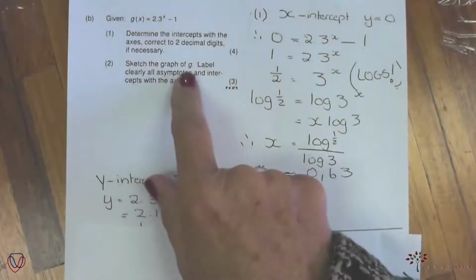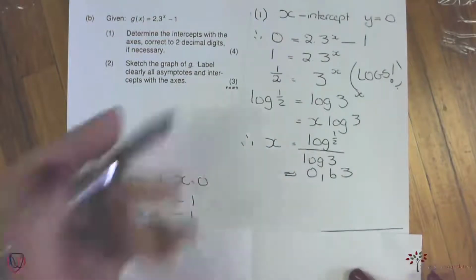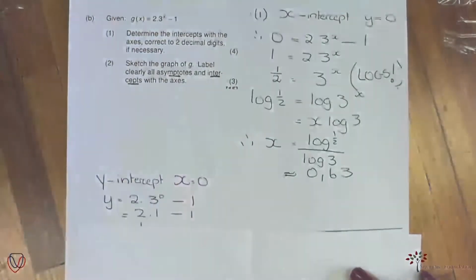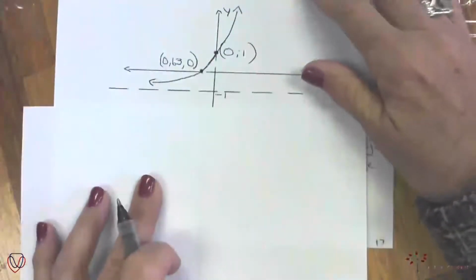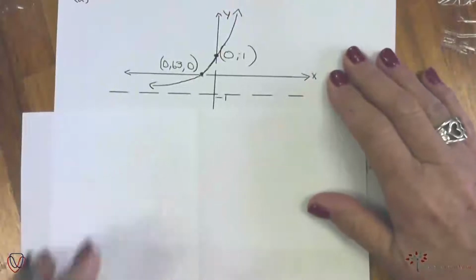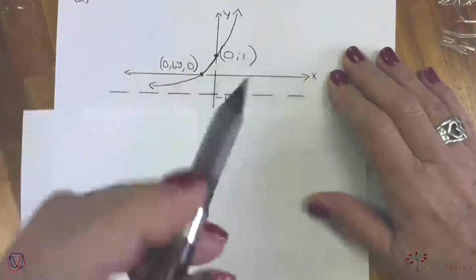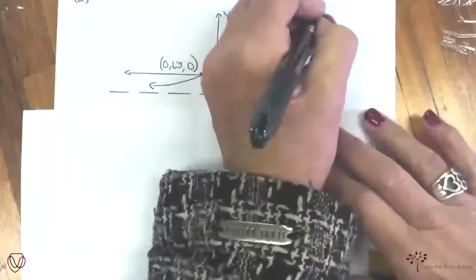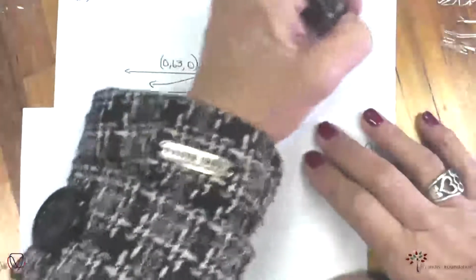sketch the graph of g. Label clearly all the asymptotes and intercepts with the axis. People, you've got to show all of this. Now, we've already done the intercepts. There's the x-intercept and there is the y-intercept. So let's go to the graph now. If we draw this graph, we're going to say it's an exponential graph, and it's going upwards because it's got a base that is a whole number. You must remember that. y is 3 to the power x will be an increasing graph.